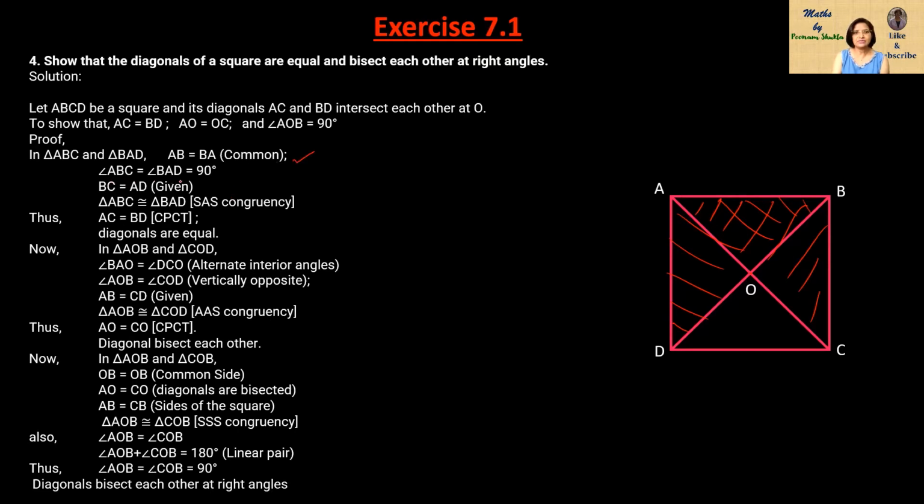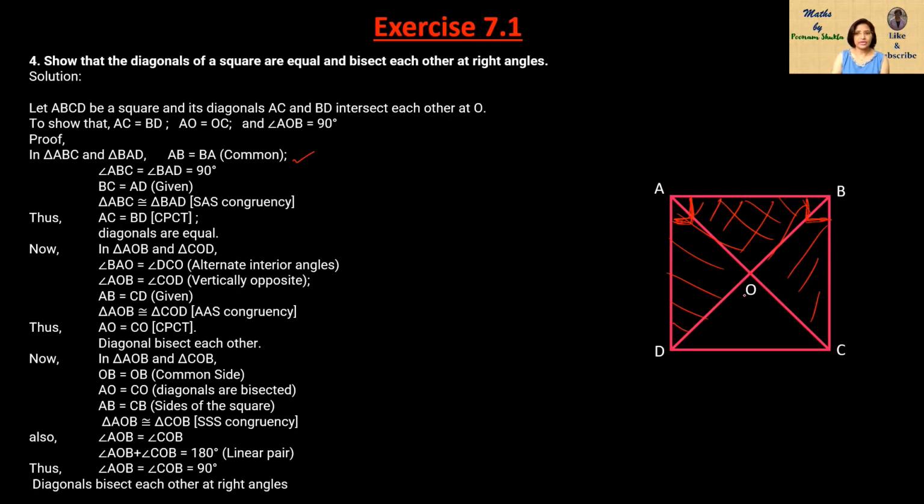Angle ABC equals angle BAD. Angle ABC, this angle, equals angle BAD, this angle, because this is a square and both angles are considered as 90-degree angles, right? Now BC equals AD is given. Given means this is a square, so it's given that these two sides will be equal, right?